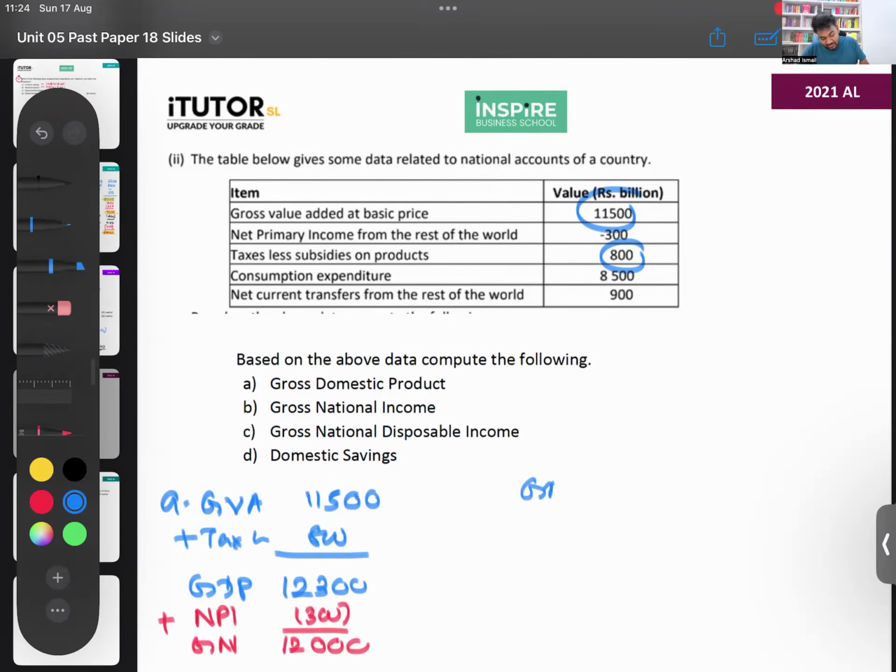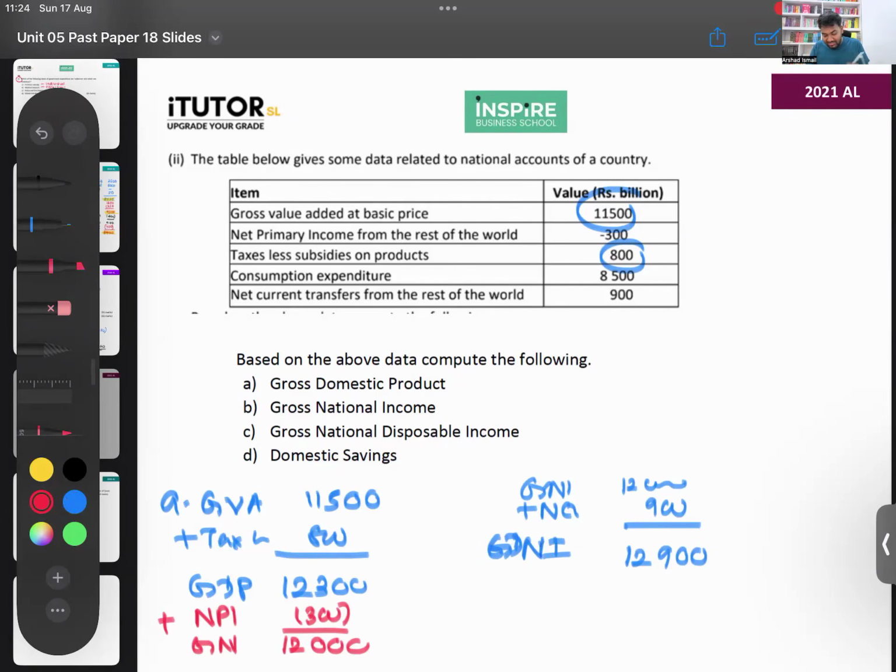Then they're asking for disposable GNI. How do you go for disposable GNI? You have GNI as 12,000. You have to add net current transfers. Net current transfers are 900. So 12,000 plus 900, 12,900. Net disposable GNI. Very easy calculations.